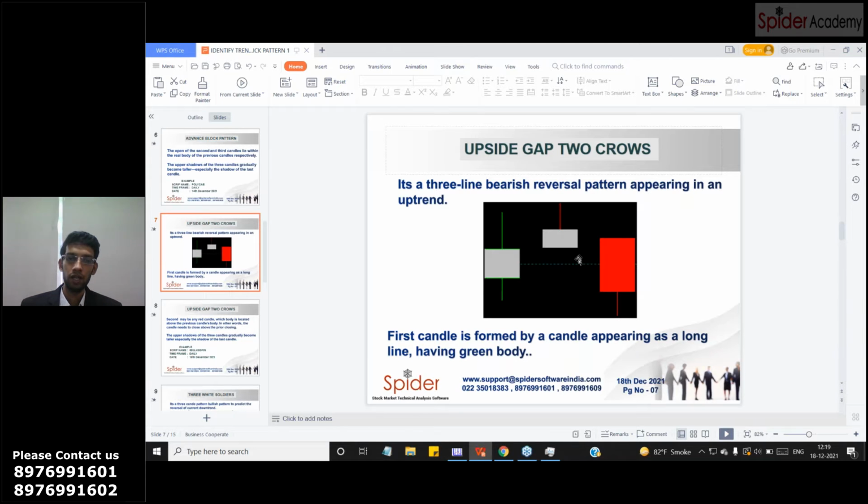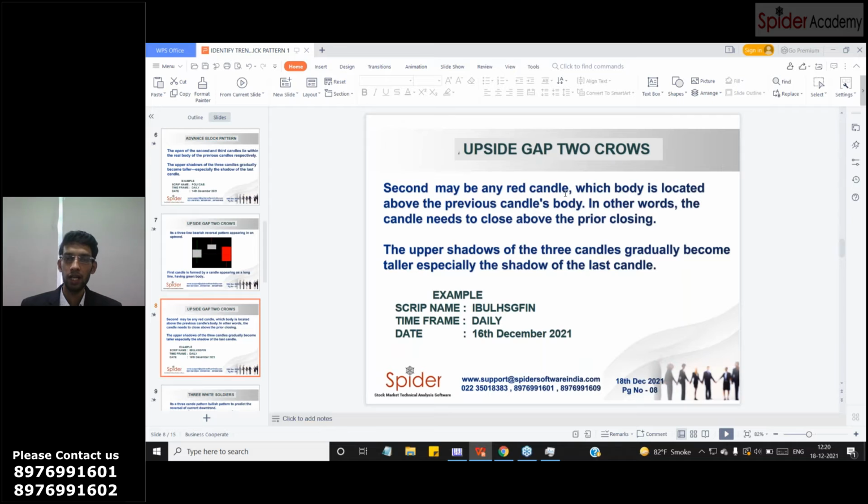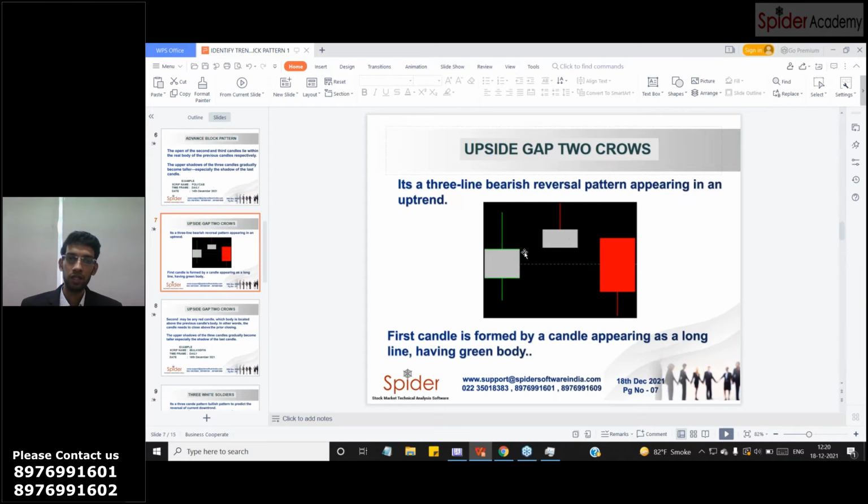So the first candle appears as a long candle having a green body. Okay, and the second may be any red candle or maybe green. It depends, the body is located above the previous candle body. In other words, we can say the candle needs to close above the prior closing. So in short, a candle where you can see a green body, and on the very next candle, the open is higher as compared to the previous close. Okay, and also you can see an upper wick.